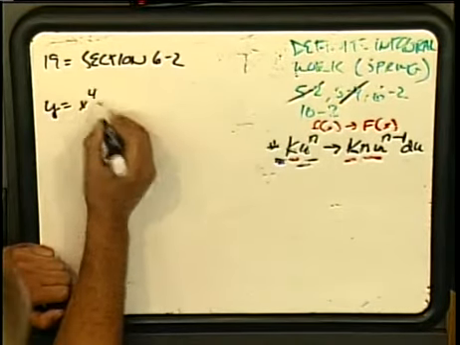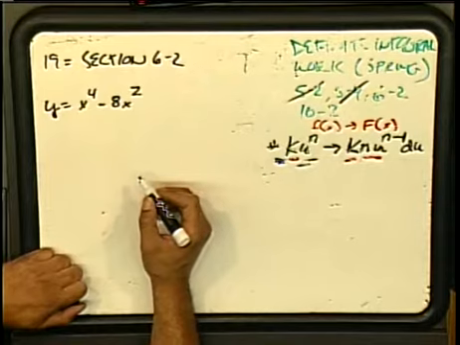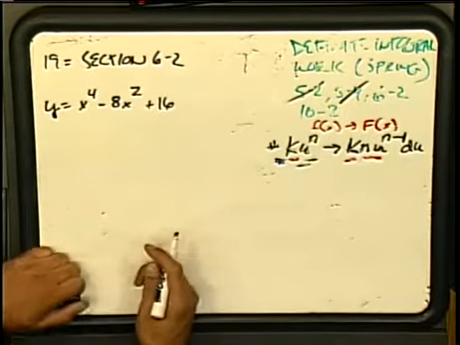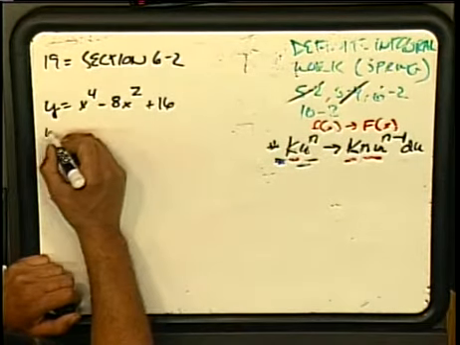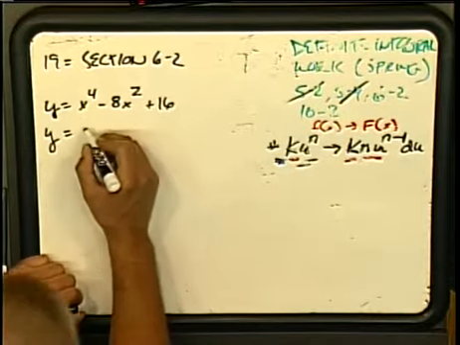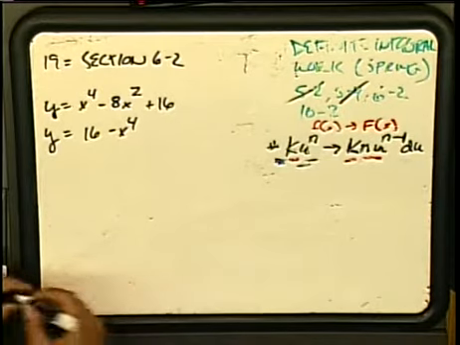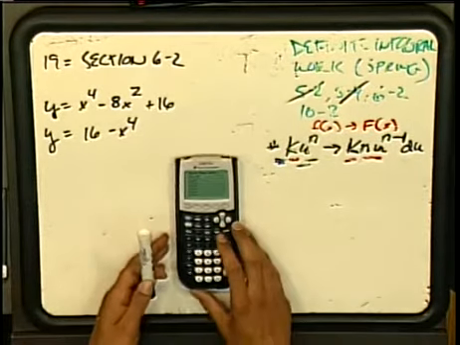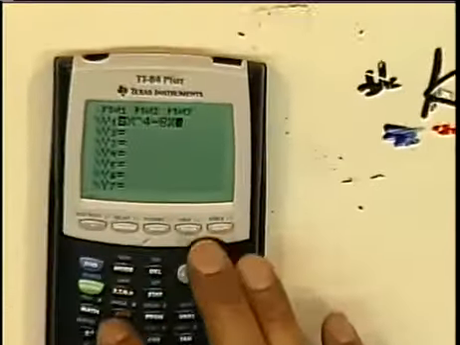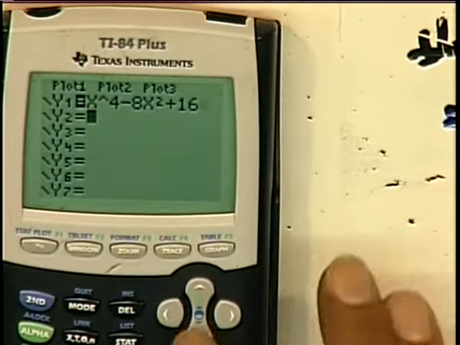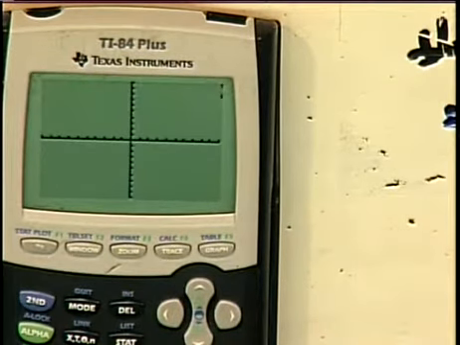Y equals x to the 4th minus 8x squared plus 16. Y equals 16 minus x to the 4th. Oh, those are two functions. Okay, let's graph both of them. X to the 4th minus 8x squared plus 16, and 16 minus x to the 4th.